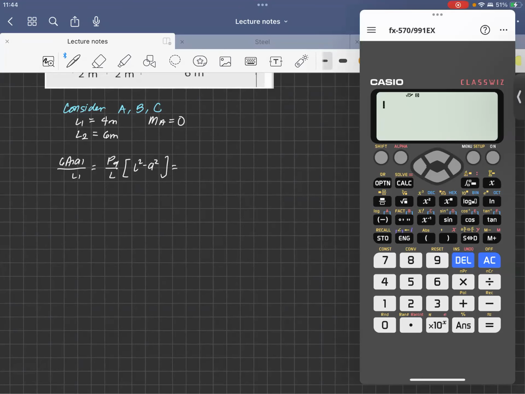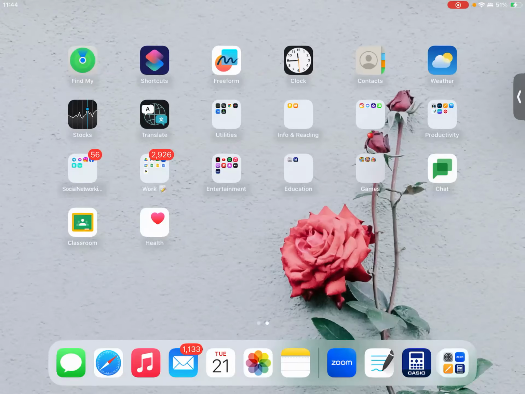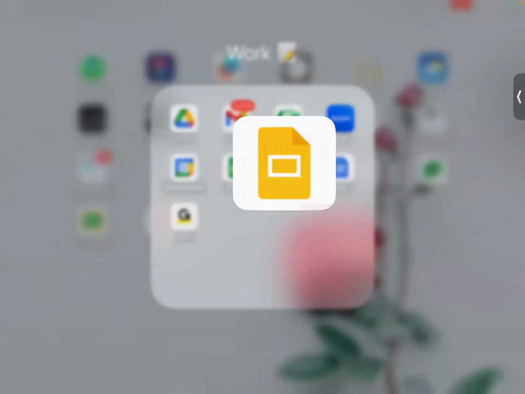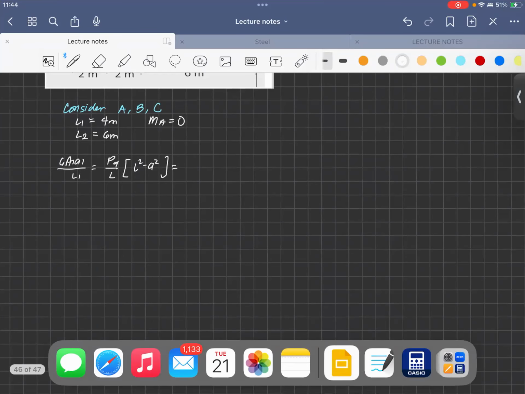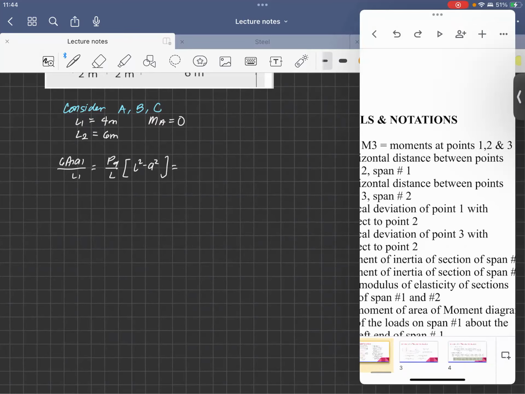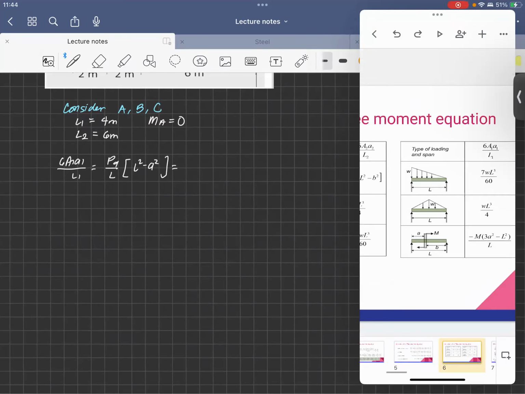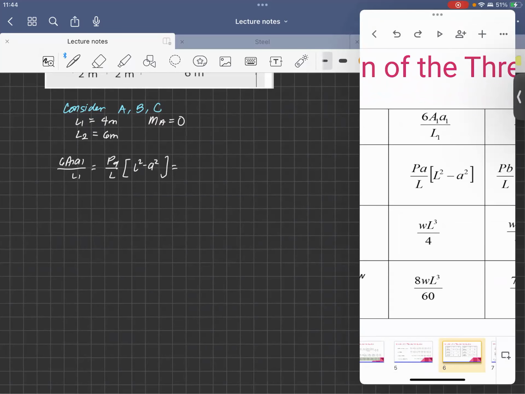Let's use this one para mas familiar tayo. Also, let's make sure, no, if I have the correct value. Let me just, let's go to the table. Let's just make sure if I have the correct value. So here, so tama naman, no? 6A1A1, we have PA over L. Yan. So, kinapi lang natin.